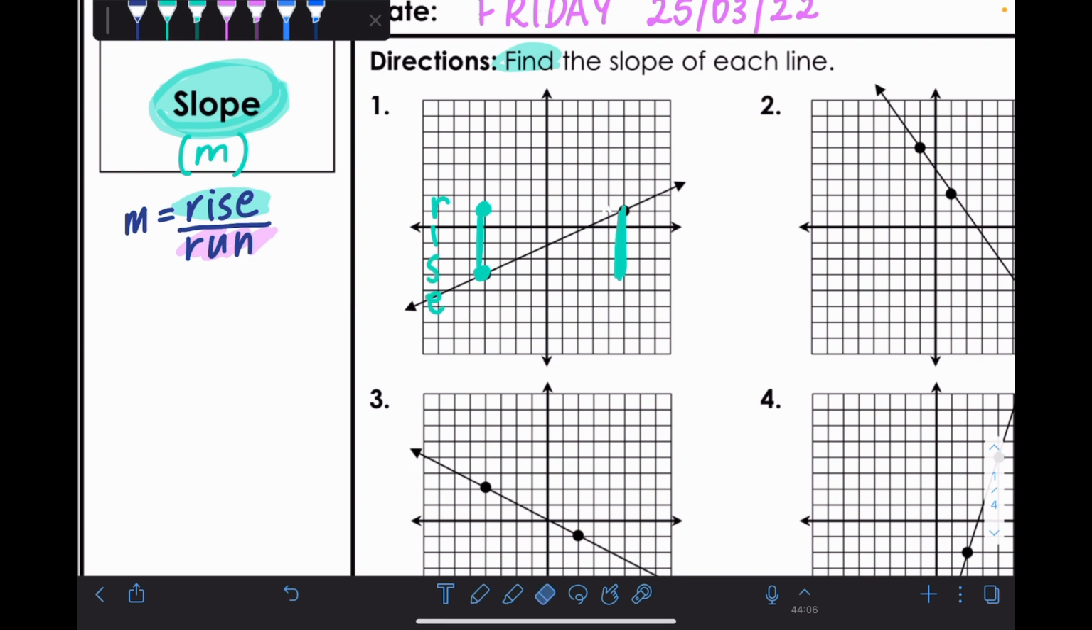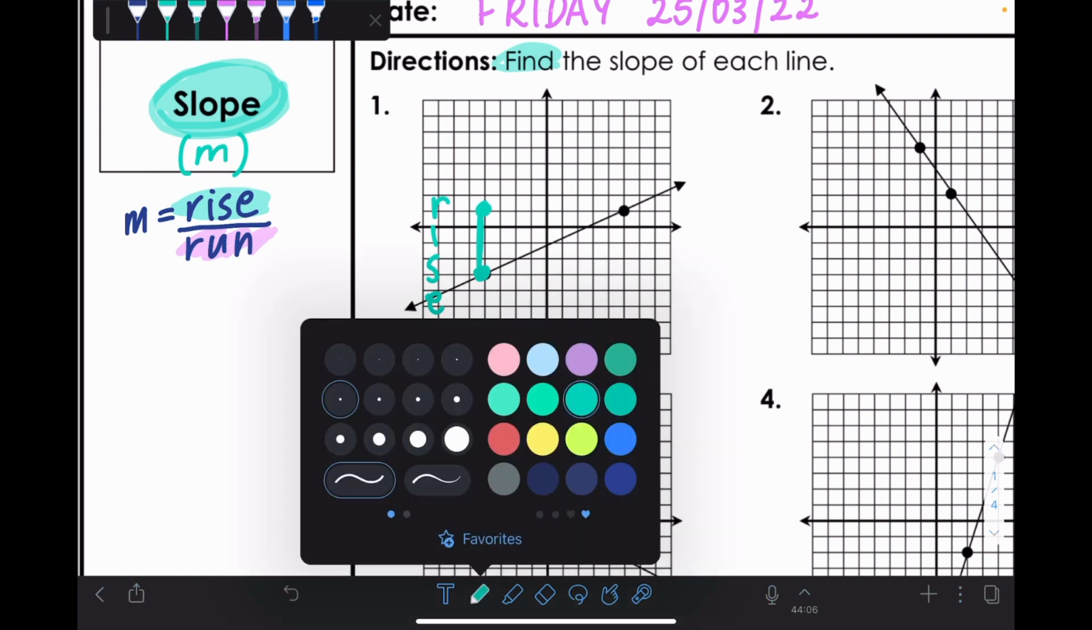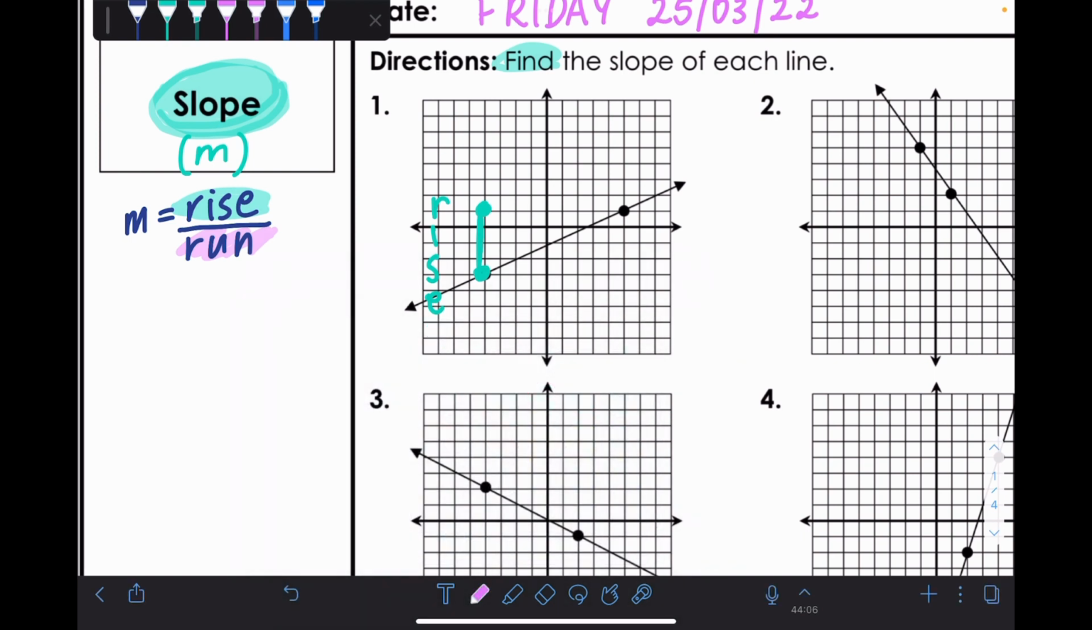And then our run is how far across it is. Here is where we started out in our first point, and how far across did we go to get to our second point? That's our rise, that's our run. Now all you need to do is count between them. How far did I go? Easy peasy.